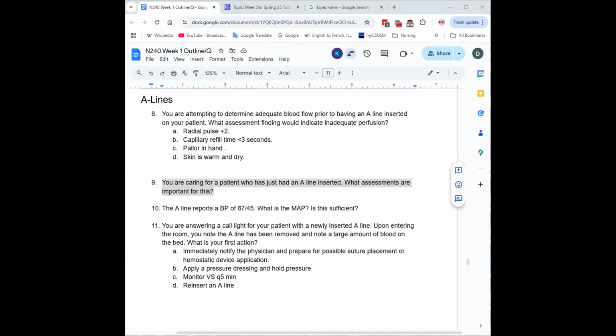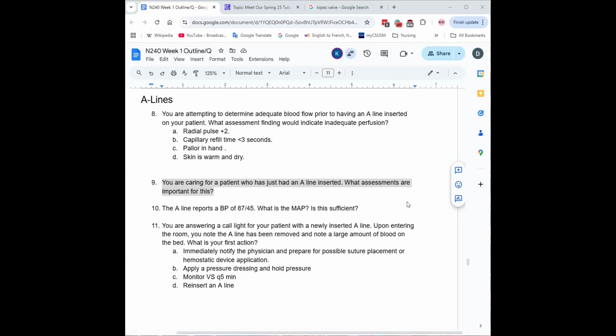Because if they move their wrist around, we can occlude it, and that's not going to get us our constant readings. Making sure that device is level at the phlebostatic axis. You guys will learn more about that apparently in week 3. And then obviously we have the 6 P's as well. Additionally, we put the A line in place.